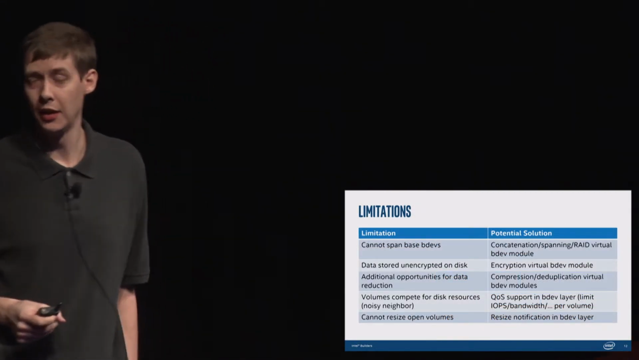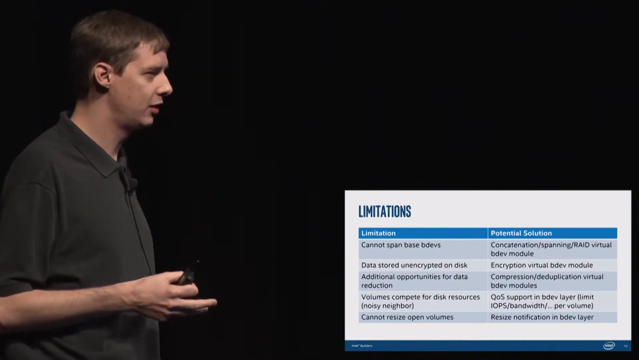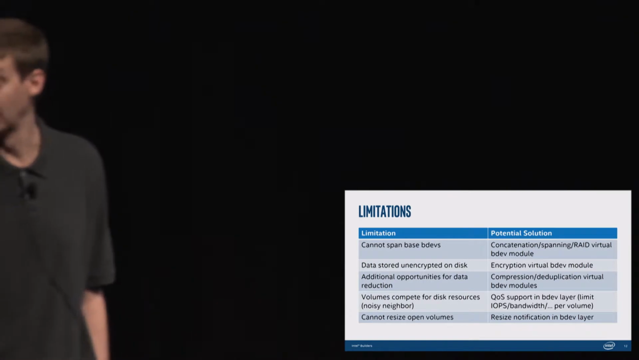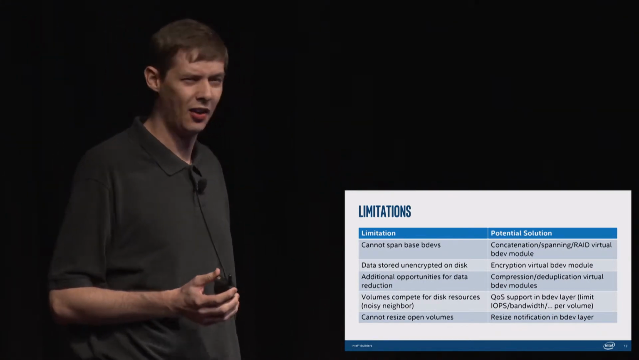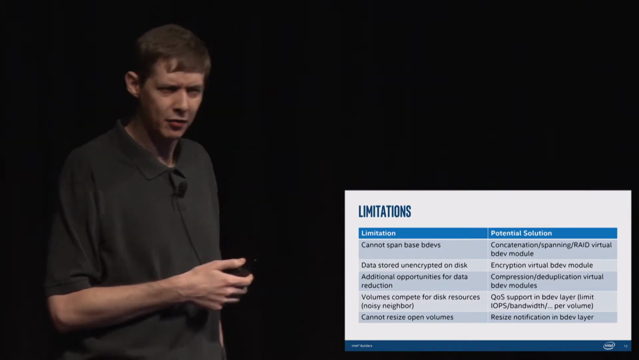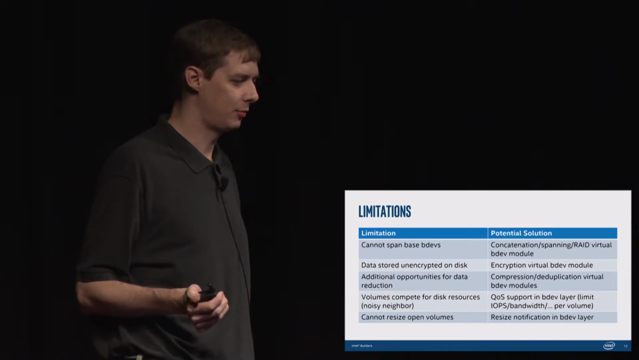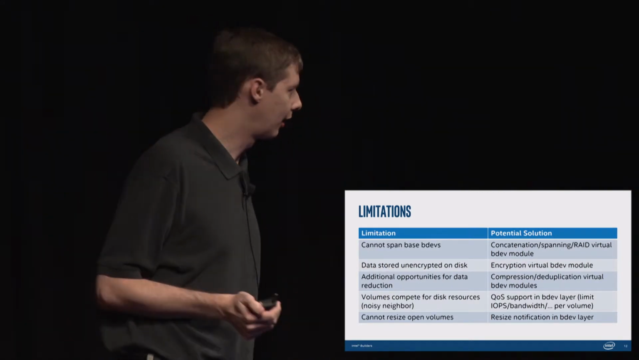All right, so that's sort of the basic functionality that we have. Let's talk through a few of these things that fit into the virtual block device layer that Paul talked about yesterday. The basic idea here is that you can allocate a single BDEV into smaller pieces. But what if you have more than one SSD? You can't span a logical volume across multiple BDEVs today. So we have work outstanding.